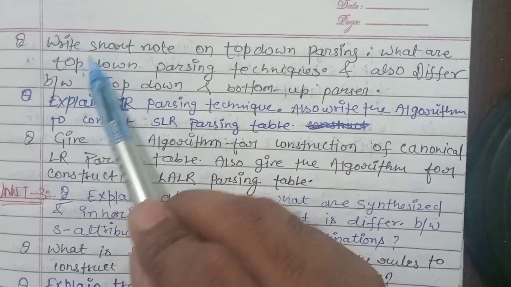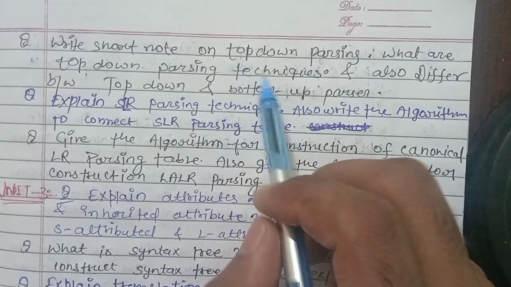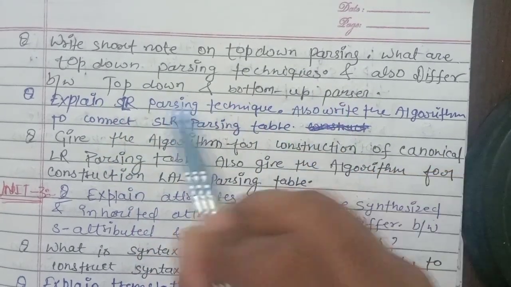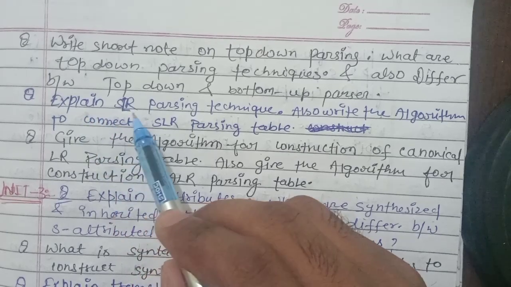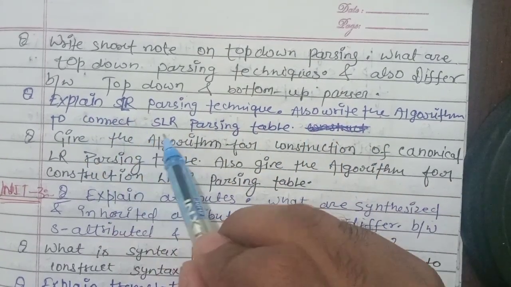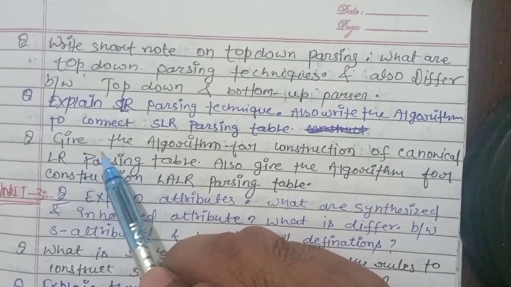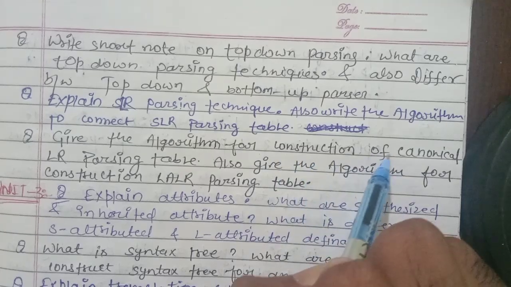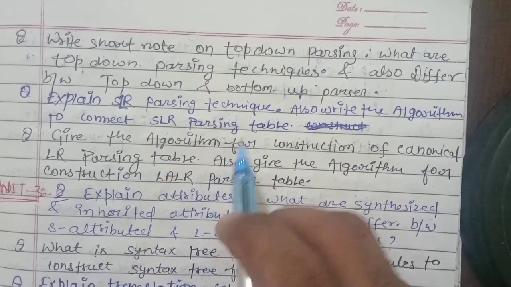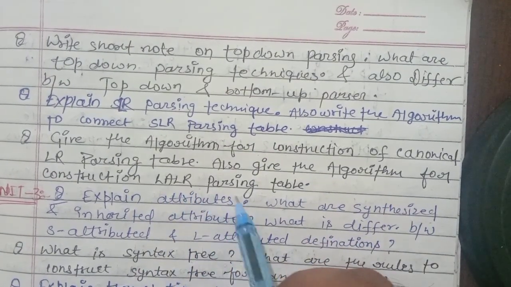Here the next question is: write a short note on top-down parsing. What are the top-down parsing techniques, and also differentiate between top-down and bottom-up parser. The next question is: explain SLR parsing technique. Also write the algorithm to construct SLR parsing table. And the last question of second unit: give the algorithm for construction of canonical LR parsing table. Also give the algorithm for construction of LALR parsing table.